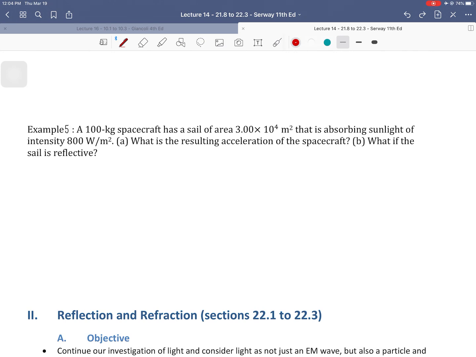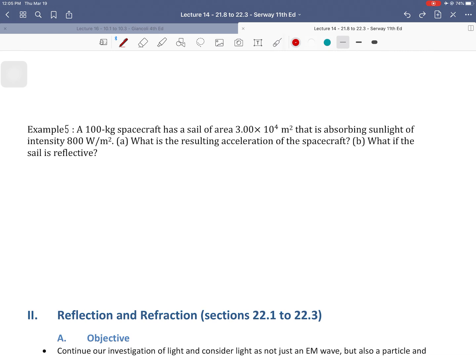In example 5, a 100 kilogram spacecraft has a sail of 3 times 10 to the 4 square meters. So essentially 30,000 square meters. So it's a big sail. That actually is true of a lot of plans for solar sails. They'd have to be very, very large. And it is absorbing sunlight of intensity 800 watts per square meter. That's a realistic value for intensity coming from the sun, depending on your distance from the sun, of course. So what is the resulting acceleration of the spacecraft?